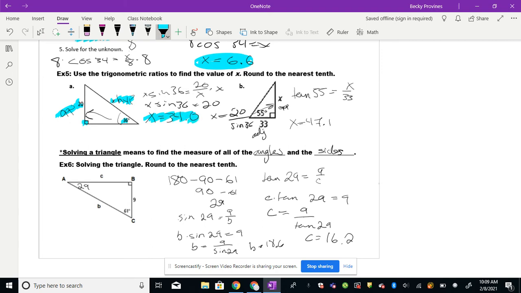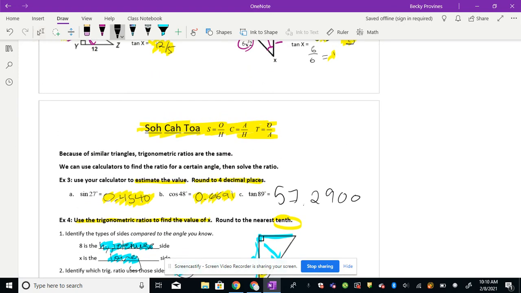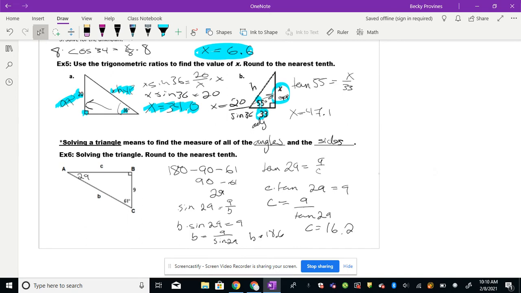All right, now we're on to letter B. So we've got 55 degrees right here. We have the side that is opposite and the side that is adjacent. We know that this side here is going to be the hypotenuse because it is across from that right angle. So now we've got to figure out which ratio we're going to use. We said we had opposite and adjacent, so we're going to use tangent. So the tangent of 55 equals opposite x over adjacent 33.